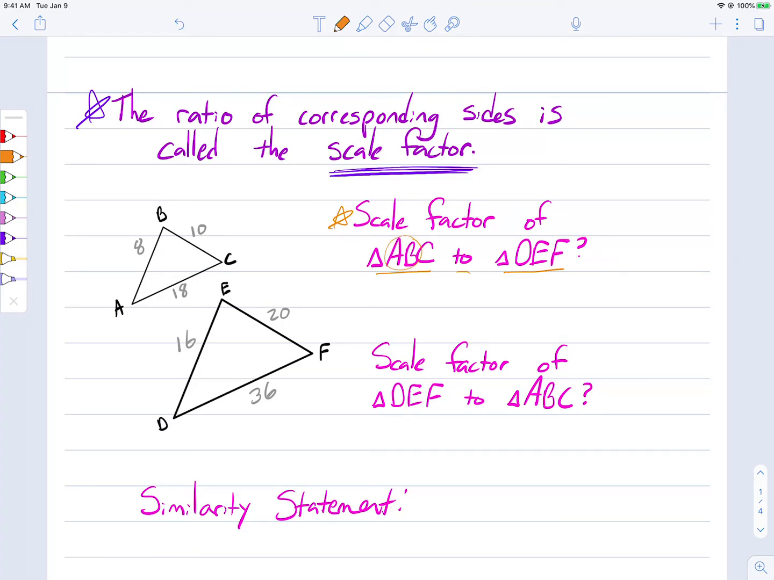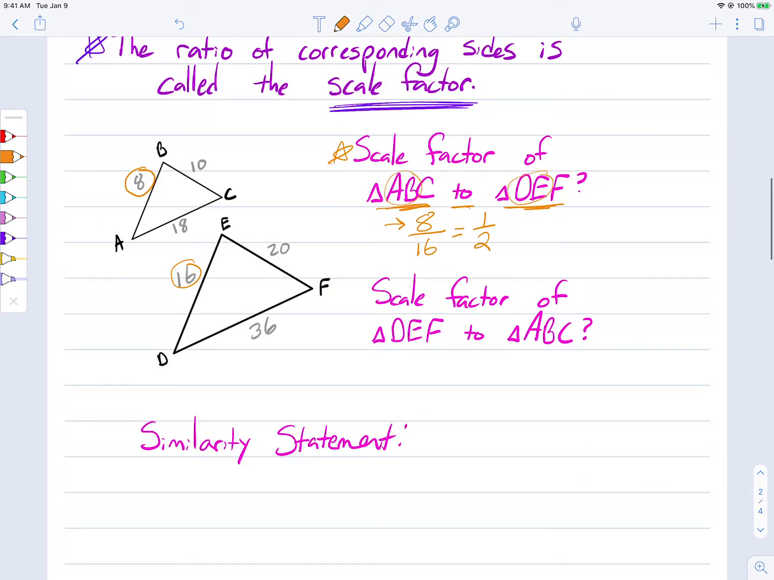So AB are the first two letters, so I'm going to take 8. And DE are the first two letters, so I'm going to take 16. So if I were to write the ratio of ABC to DEF, that would be 8 to 16. So remember, a way to write a ratio is a fraction. My triangle ABC is written first, therefore it is the numerator. Now if I were to reduce that, 8/16 reduces to 1/2. So ABC is half of triangle DEF.